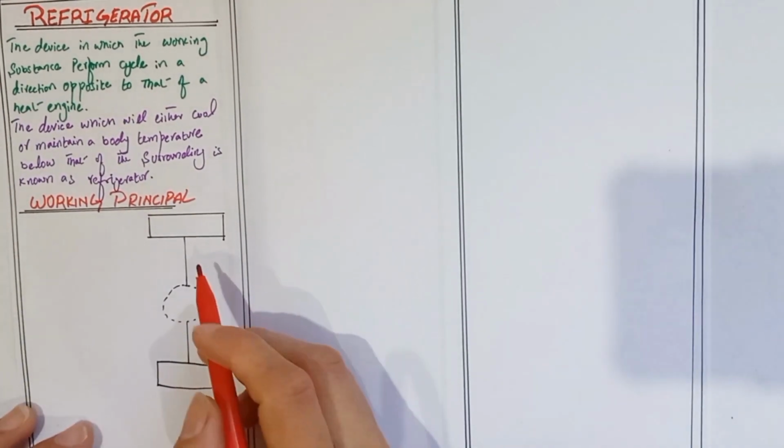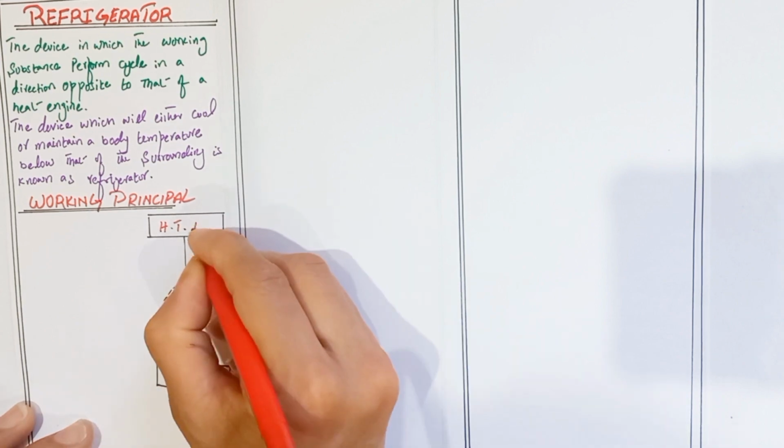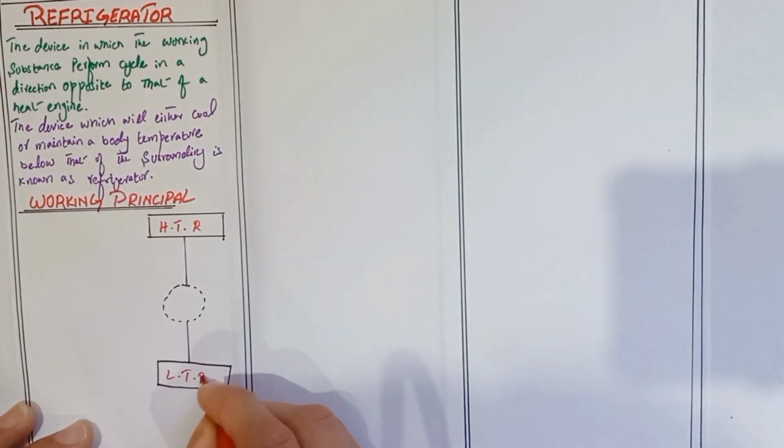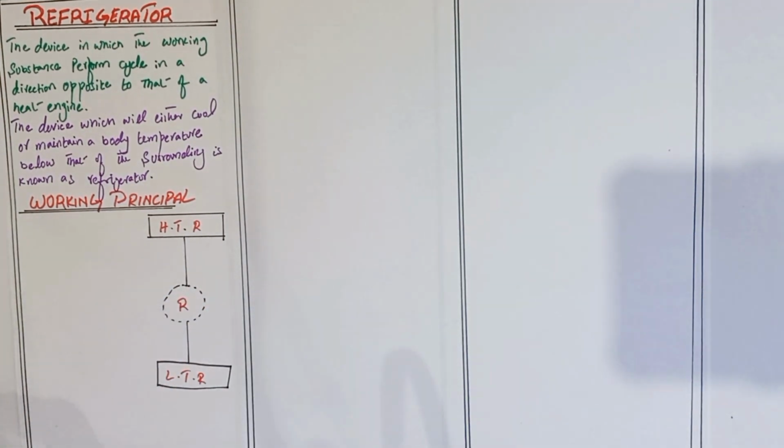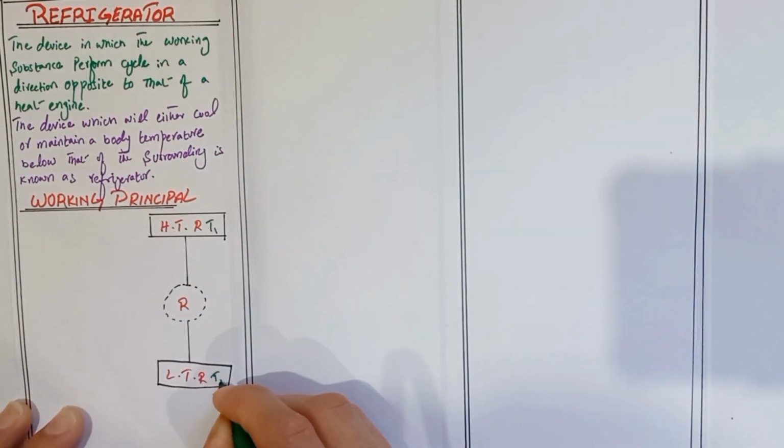Now we discuss the working principle of the refrigerator. A refrigerator works like a heat engine but is the opposite process of the heat engine. Here we take the high temperature reservoir, the low temperature reservoir, and the refrigerator. The hot reservoir is at temperature T1, and the low temperature reservoir is at temperature T2.